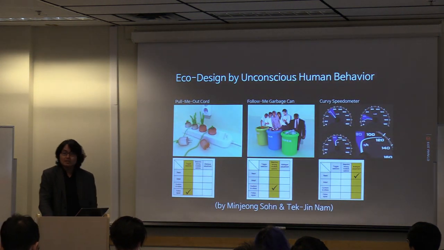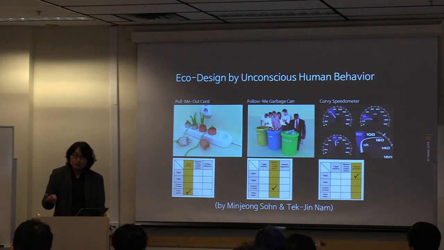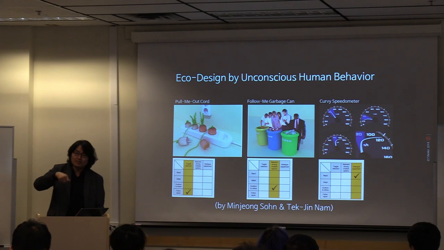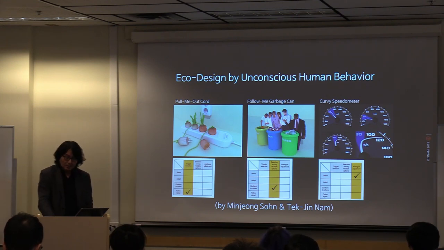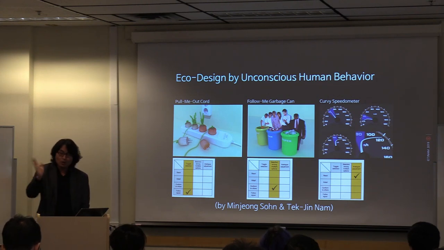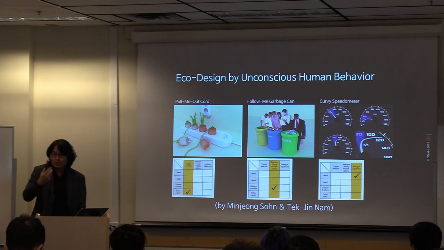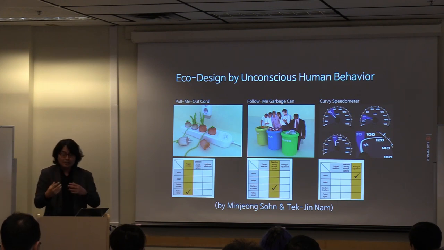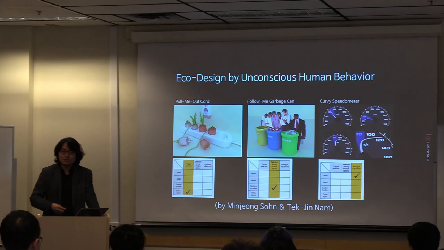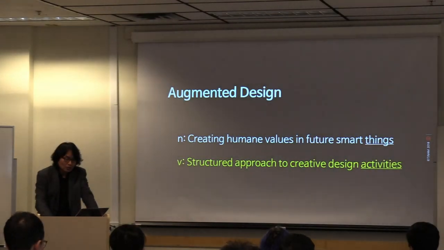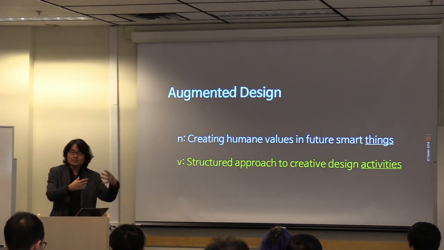So this is a concept design that stimulates people to become more energy aware, so that there's some design that gives a pulling-out kind of instinct, or a garbage can where people have different behaviors and you want to follow them unconsciously, and also a speedometer which tries to straighten behavior unconsciously. So maybe you can apply this kind of design in real life, and unconsciously encourage eco-friendly behavior. So those are the parts that we are thinking about regarding the things issue.